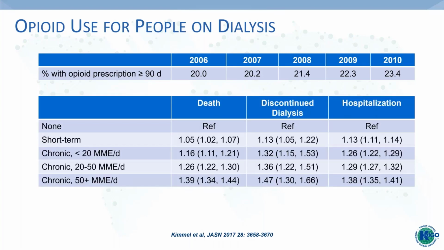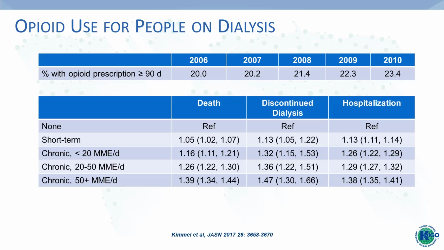In people that have long-term opioid use, as you can see, if you focus on any one column, if you focus on death, for example, and go down, people that have short-term opioid use have a higher risk for death compared to those that don't. And then if you look at the different dose levels, MME stands for morphine milligram equivalent, the higher the dose of opioids that is prescribed, higher is the risk for death. Higher is the risk for discontinuing dialysis. Higher is the risk for hospitalization.